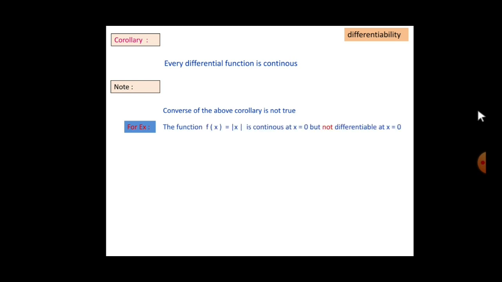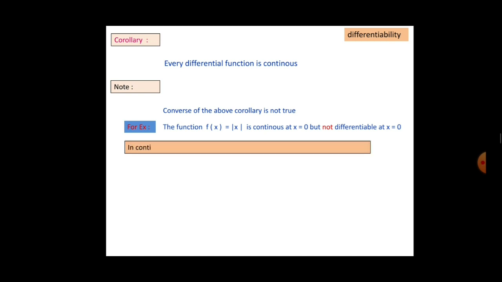Let me consider the function f of x is equal to mod x. In the continuity topic, you proved that mod x is continuous for all real numbers. Therefore, it is continuous at 0 also. But at 0, it is continuous but not differentiable. So this function is the example for the converse of this corollary: if the function is continuous, it need not be differentiable. For that, the example is mod x.